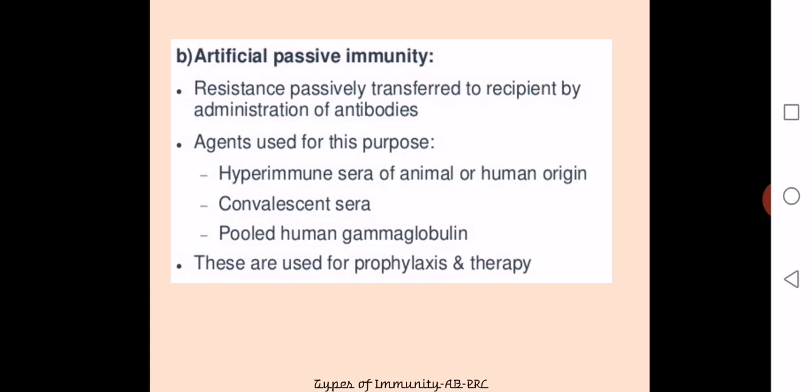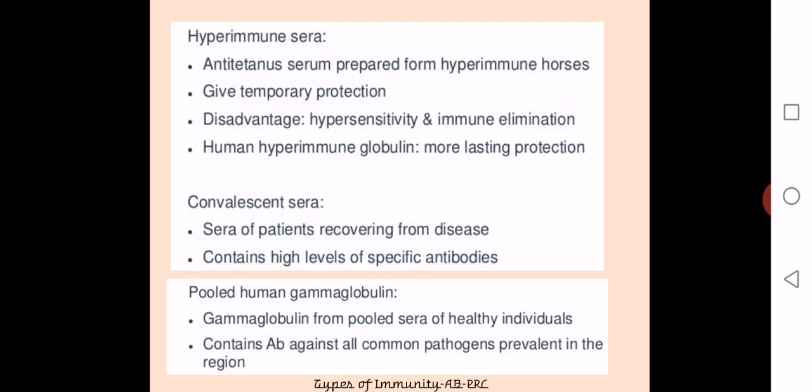So this is nothing but resistance passively transferred to a recipient by administration of antibodies and other substances. Examples include hyperimmune sera of animal, convalescent sera, and pooled gamma globulin. All these are sera or plasma substances, widely used for prophylaxis rather than therapy. Hyperimmune sera, convalescent sera, and pooled gamma globulin are all antibody solutions. I'm not going into the details of this discussion.